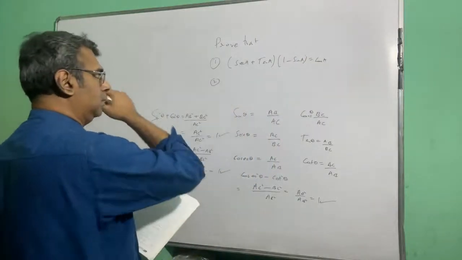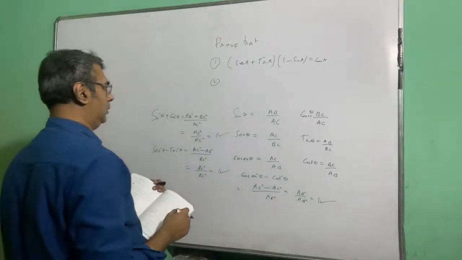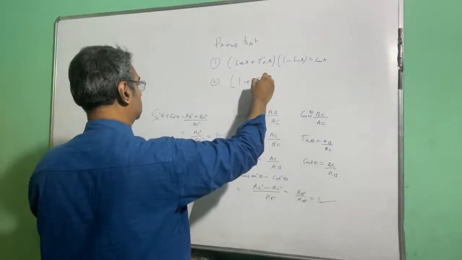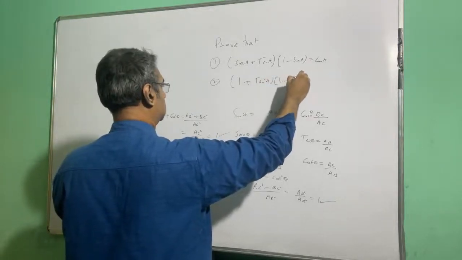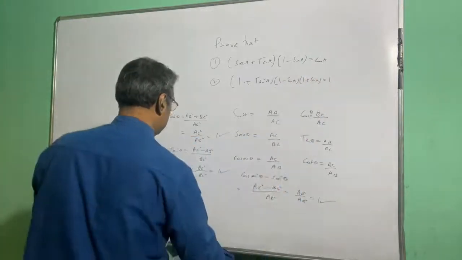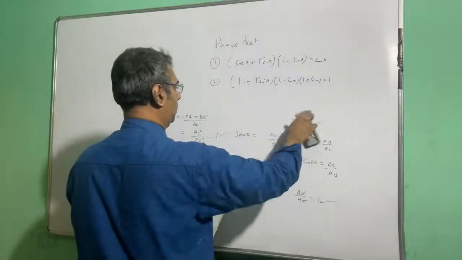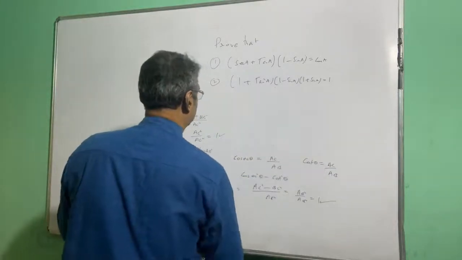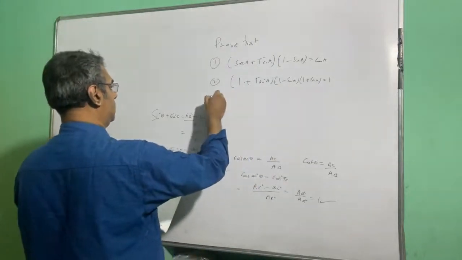The first homework question for today: prove that (sec A plus tan A) into (1 minus sin A) is cos A. The second homework question for today: prove that (1 plus tan square A) into (1 minus sin A) into (1 plus sin A) is equal to 1.